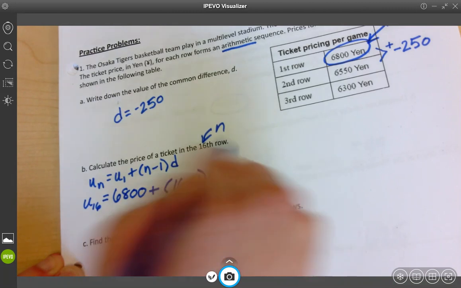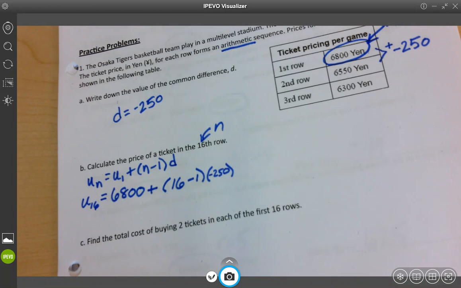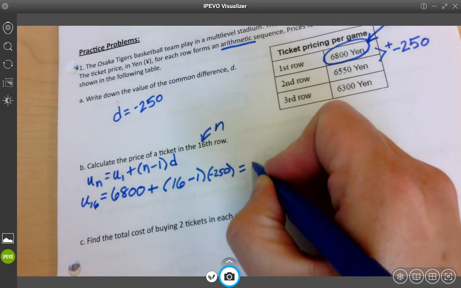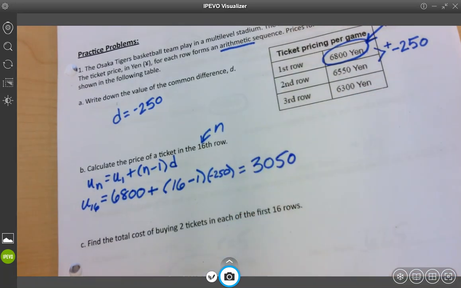All right, so take a moment to calculate that and then check with your neighbor and see if they calculated it the same. What is it? 3,050? 3,050. Can anybody confirm 3,050? Yeah, thank you.